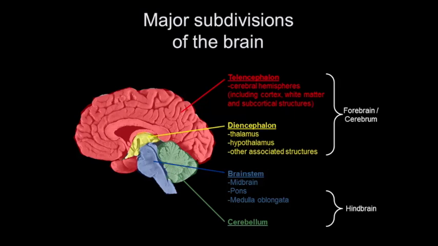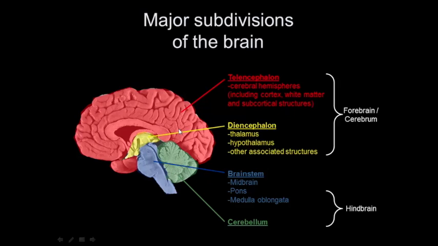All right, so let's go directly to the major subdivisions of the brain. There are different ways in which people subdivide the brain, but this is one of those. Right here you can see the telencephalon, which comprises the cerebral hemispheres, including the cortex and the white matter under it, and then subcortical structures. We'll actually go a little bit more into details. Below it is the diencephalon, which includes the thalamus and hypothalamus and other associated structures.